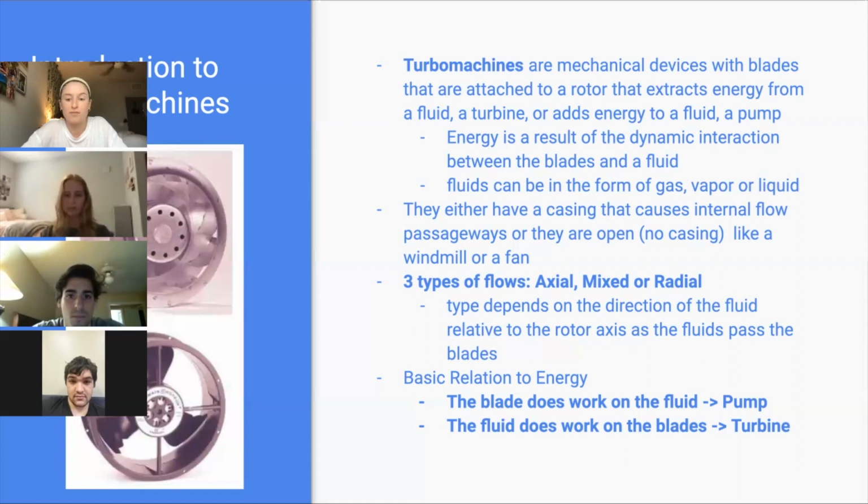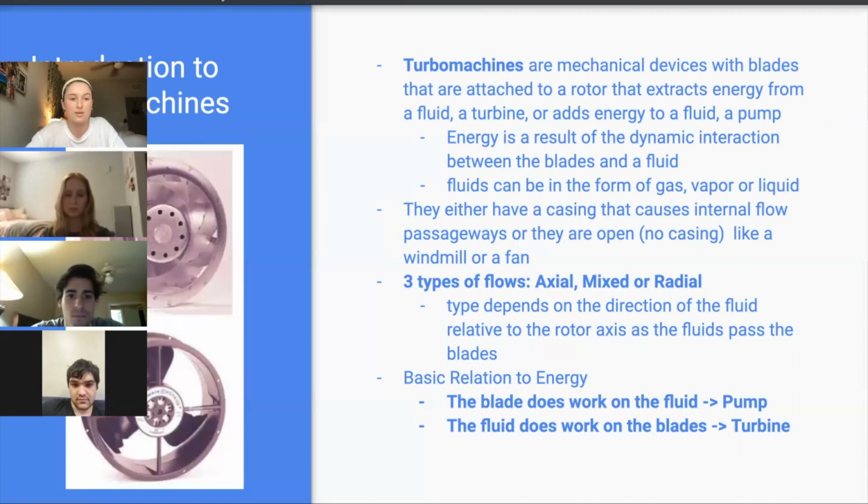Turbo machines either have a casing that causes an internal flow inside, or they're open with no casing, like a windmill or a fan. There are three types of flows: axial, mixed, or radial, and the type depends on the direction of the fluid relative to the rotor axis as the fluid passes through the blades. Basically, if the blade does work on the fluid, then that would be classified as a pump. And if the fluid does work on the blades, then that would be classified as a turbine.